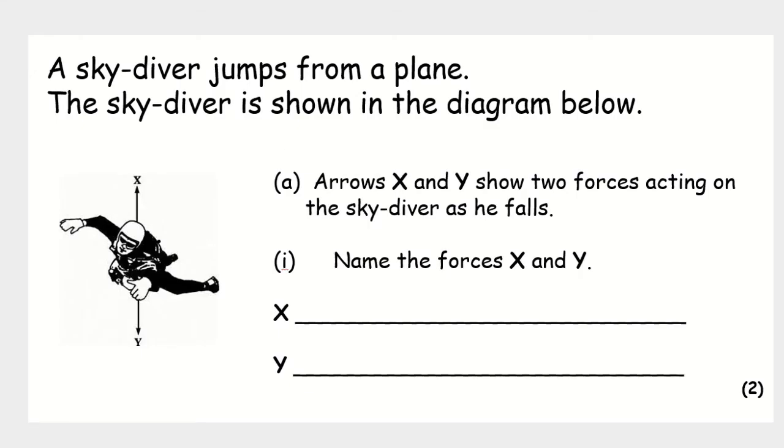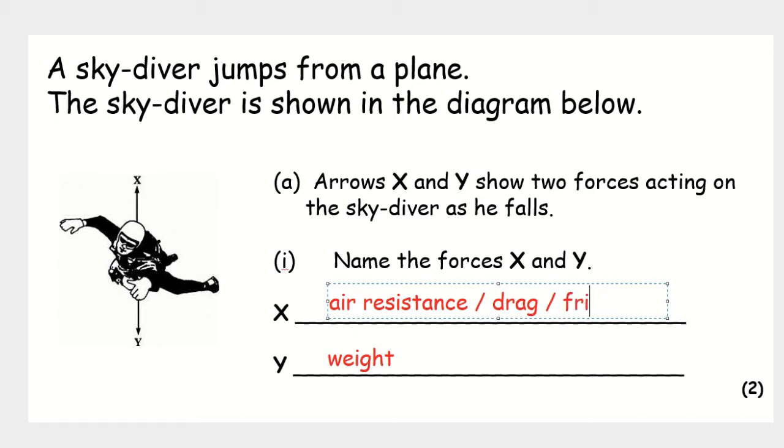So we're being asked for the 2 forces here, one upwards, one downwards. So the downward force here is Y, so that will be the weight of the skydiver, and then the upward force will be the air resistance, which is acting against the skydiver. You could express that in terms of drag, or you could call it friction with the air. So any of those answers would be okay.